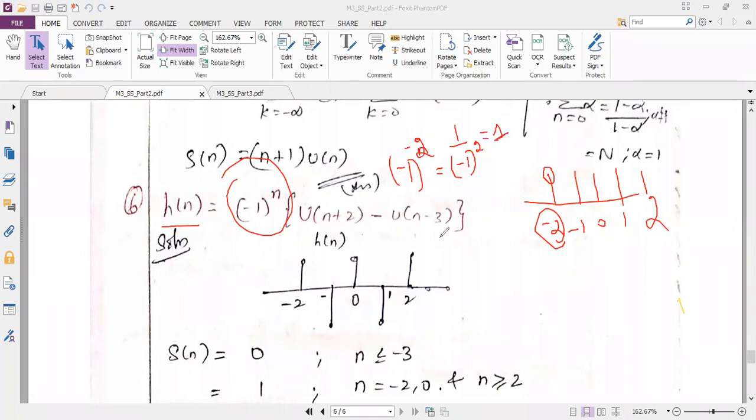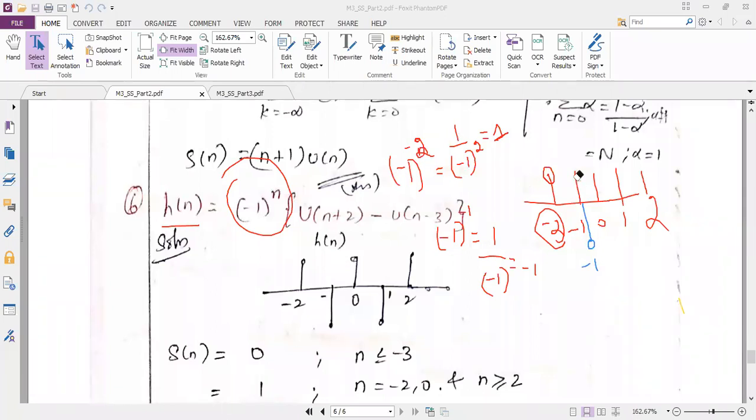Now, when I substitute n as minus 1, minus 1 power minus 1 is 1 divided by minus 1 power plus 1, so here I am getting the answer as minus 1. So listen carefully. I am just changing this amplitude plus 1 to minus 1. Okay, minus 1.